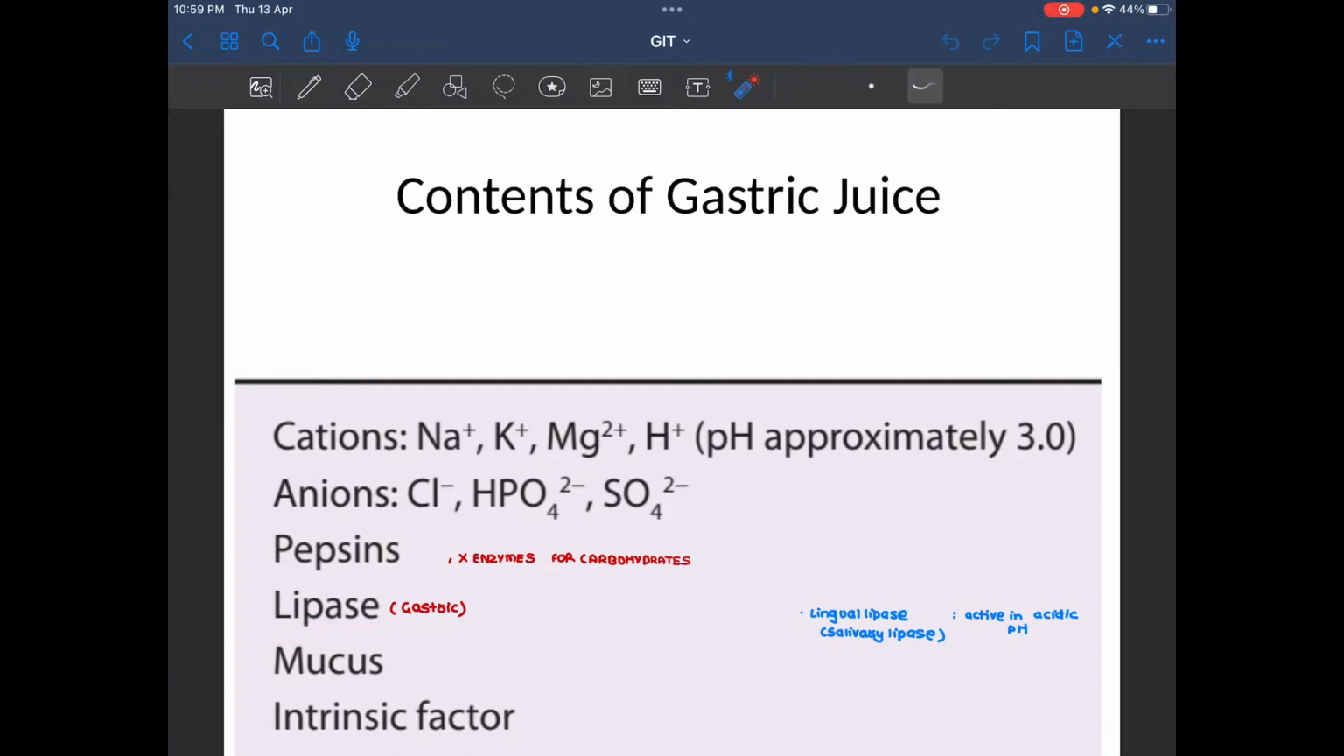In the salivary glands as well, we have something known as the lingual lipase, which is also known as the salivary lipase. But when saliva is secreted, it's alkaline. In that case it can't act, so it needs an acidic medium. Now it has found its active medium. Because of the pH of the gastric acid, this lingual lipase also gets activated here. And obviously we know intrinsic factor and mucus are also being released.